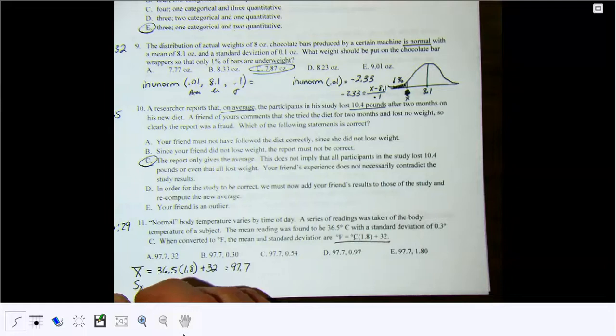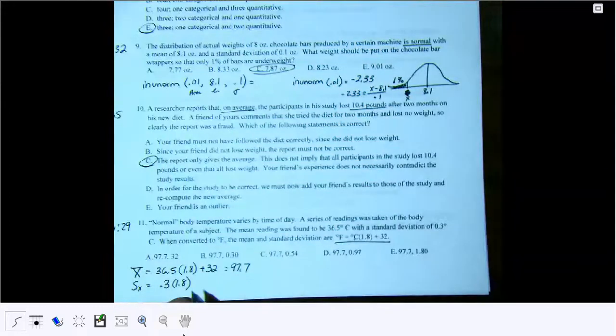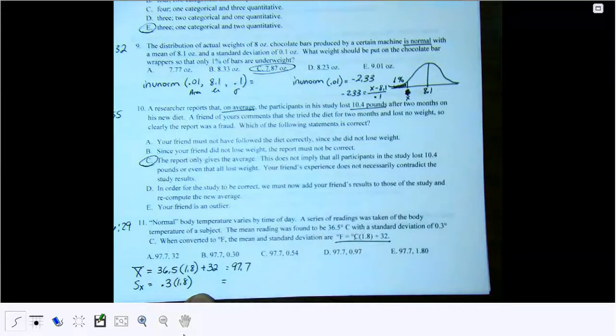Okay. Standard deviation, since we're using sample variables here. Again, everything is affected by multiplication, so we take it times 1.8. But what we have to remember here is, back to my hands again, since everything moves up on the number line, it stays the same distance apart, so standard deviation is not affected by 32. I am not going to add that, and we get 0.54. So that means C is going to be my answer.